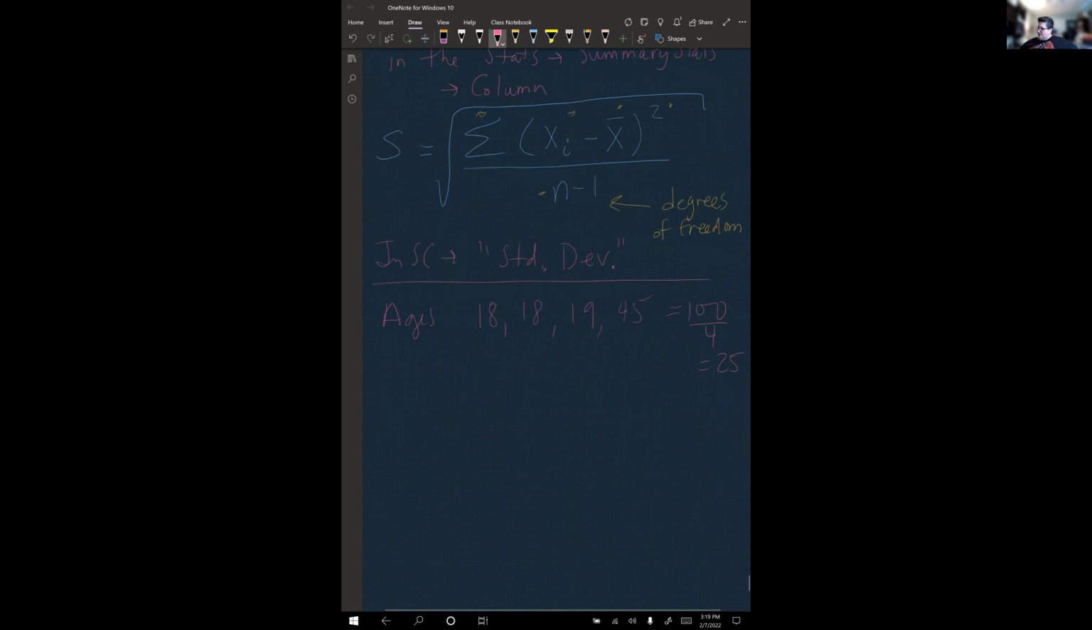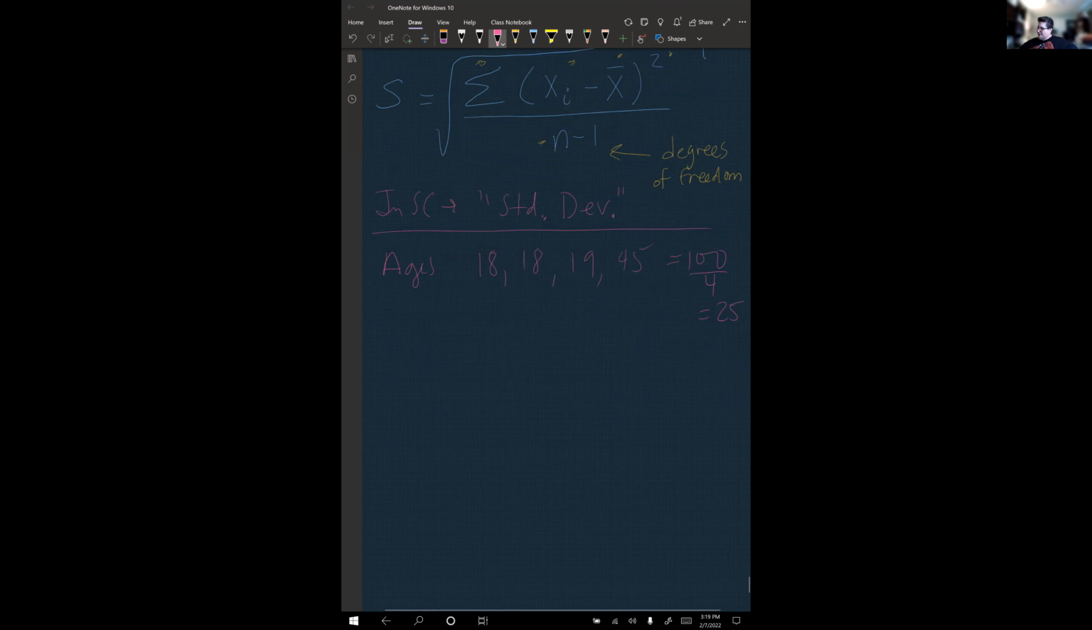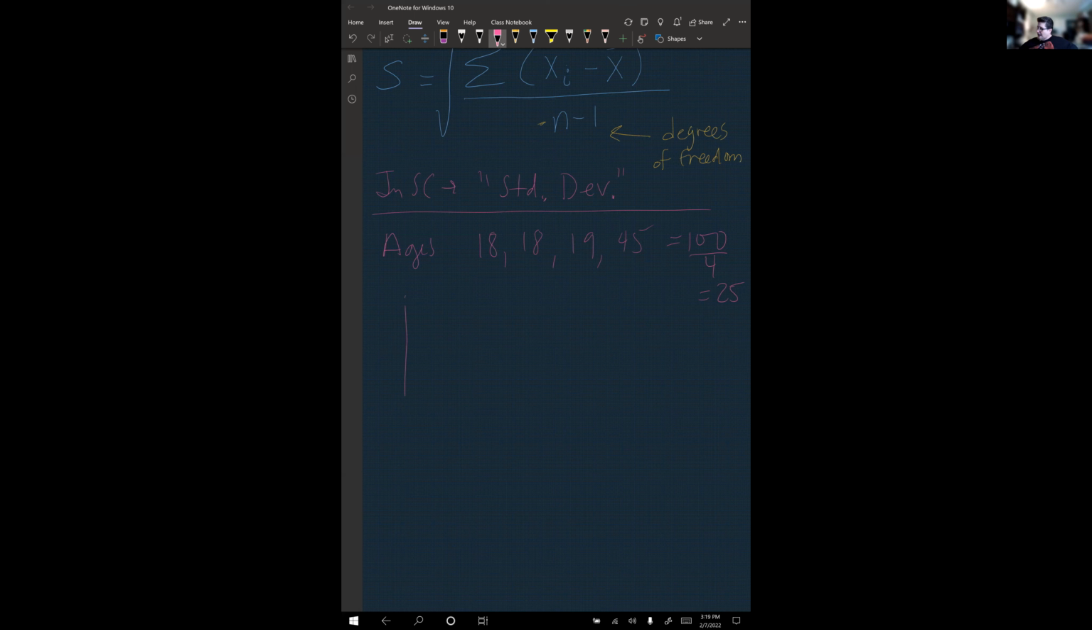I'll show you a little bit of this by hand. If I wanted to do this by hand, I need each of our x_i's. So x_i is 18, 18, 19, and 45. Then I'll do the subtraction, x_i minus x bar. 18 minus 25 is -7. We've got -7 there. 19 minus 25 is -6. And 45 minus 25 is 20.